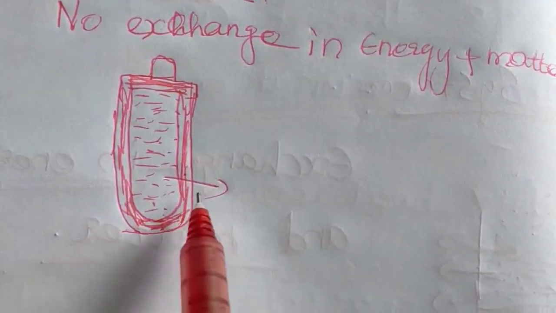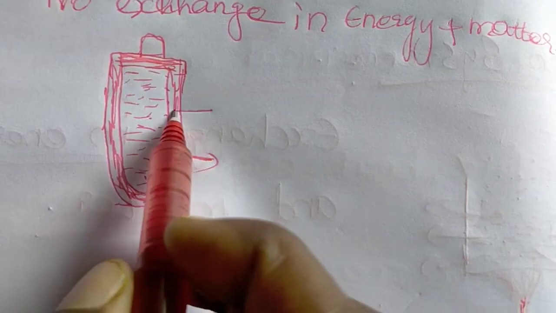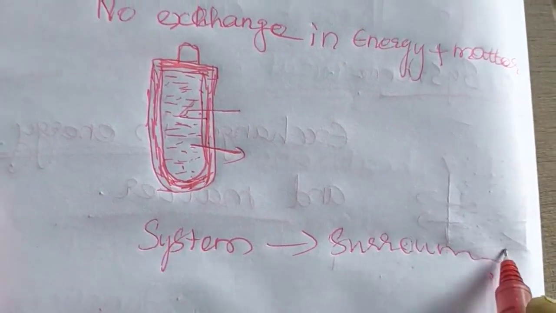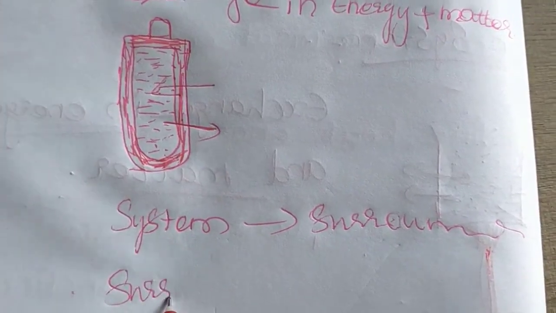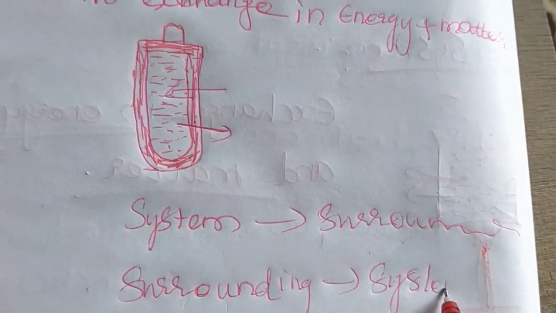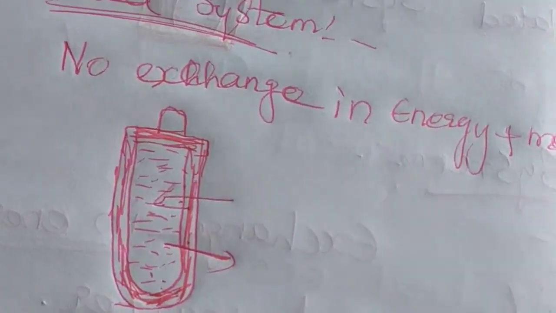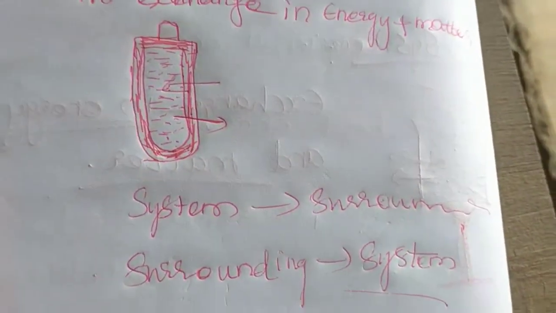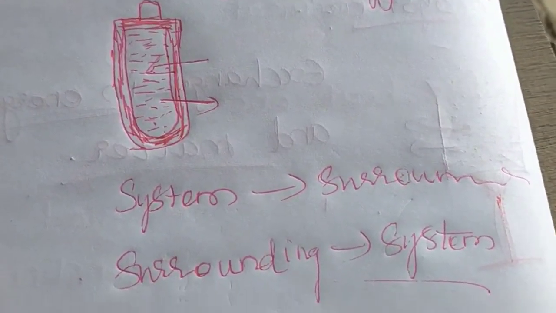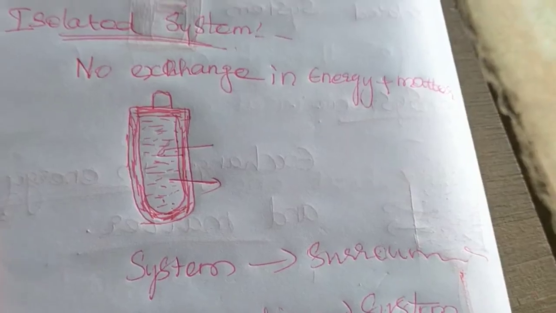Because of using this thermoflask, it is not allowing the heat from inside to outside and outside to inside. That means from system to surrounding and surrounding to system. It is not allowed. So there is no transformation of heat energy and also no transformation of matter from the isolated system with its surrounding or with its environment. So you learned the 3 types of system.